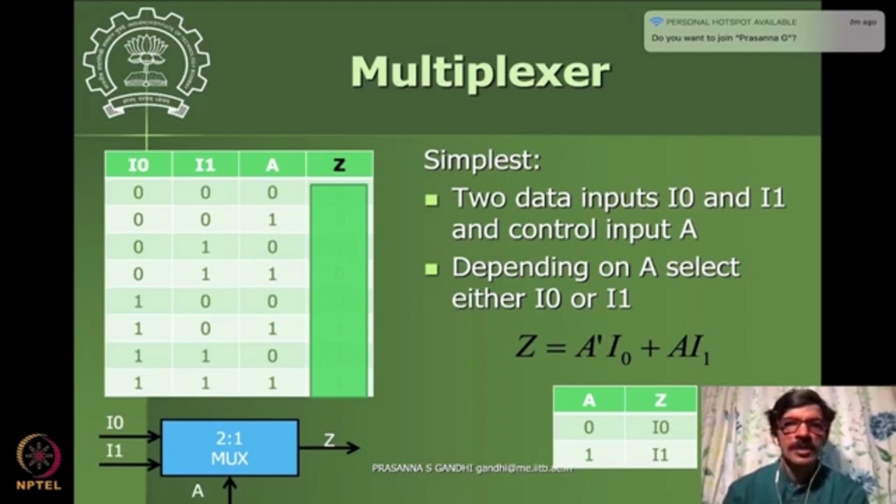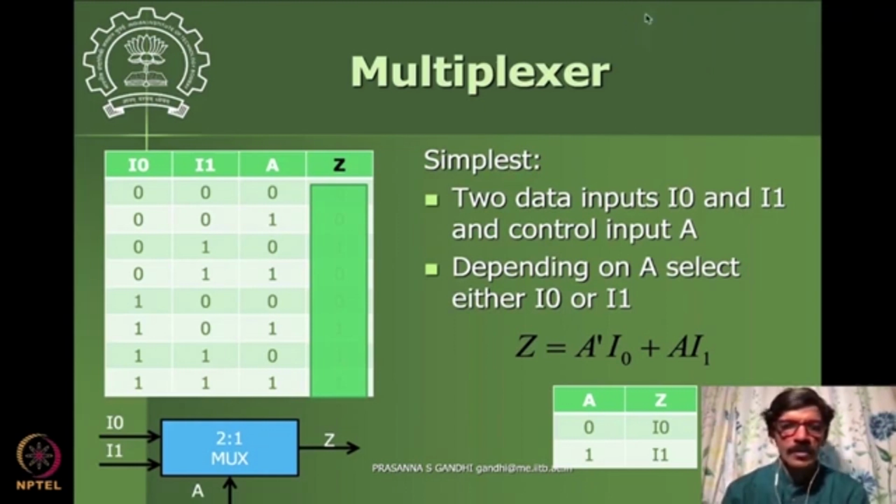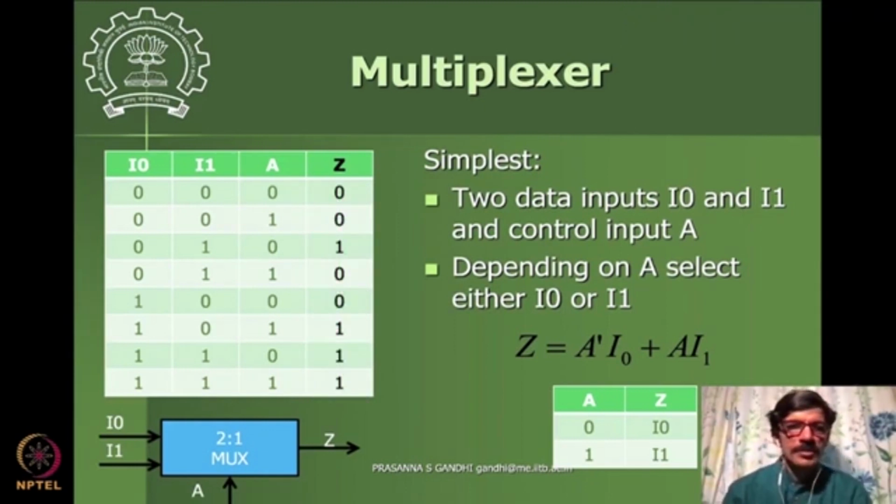So you fill up the entire table and then we will proceed. You will see this table something like this. When A is 0, it is selecting this input, and when A is 1, it is selecting this input. These two cases could be possible where the input is the same: I0 and I1 have some values which are the same, but A is different.